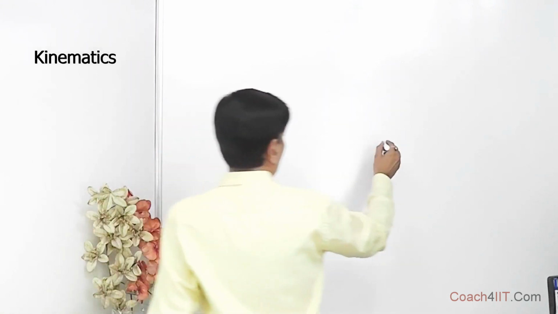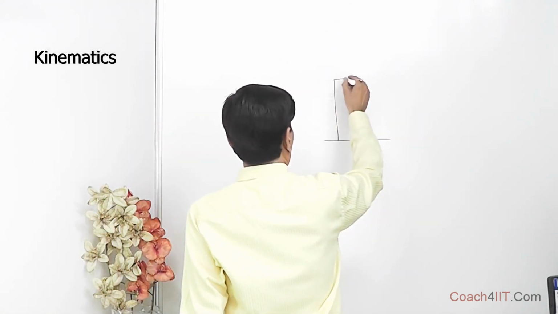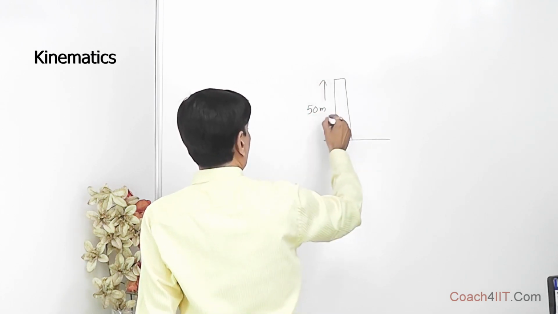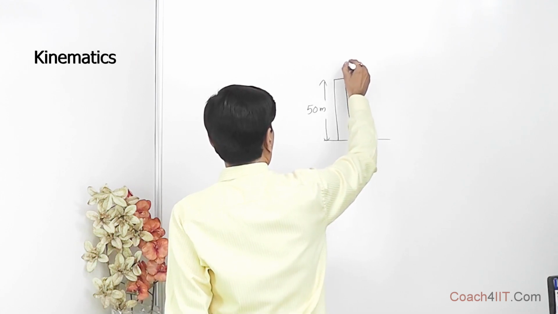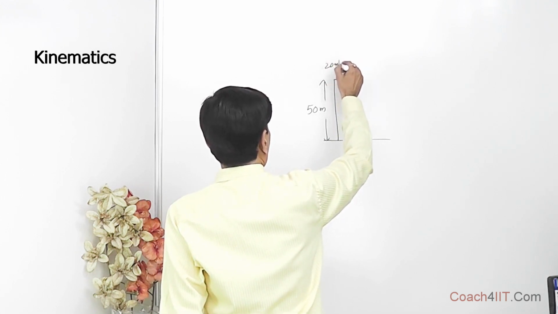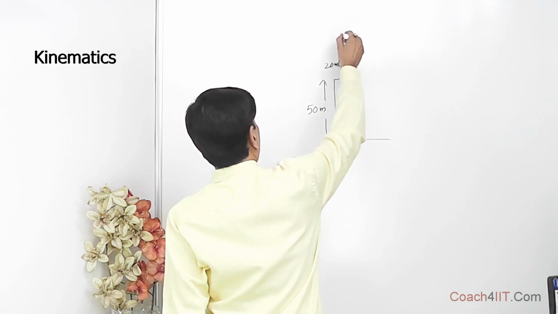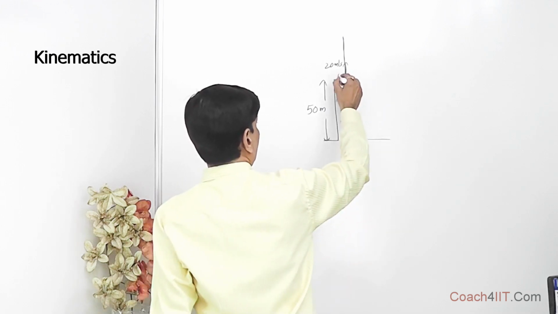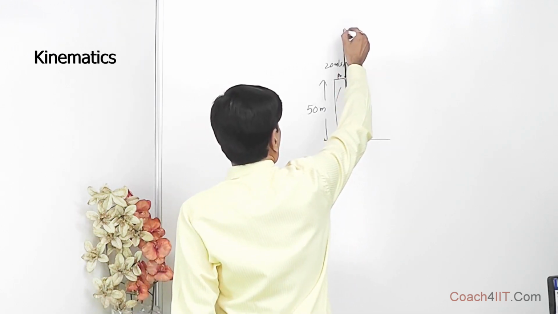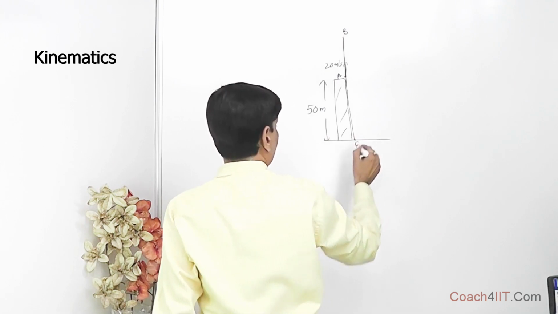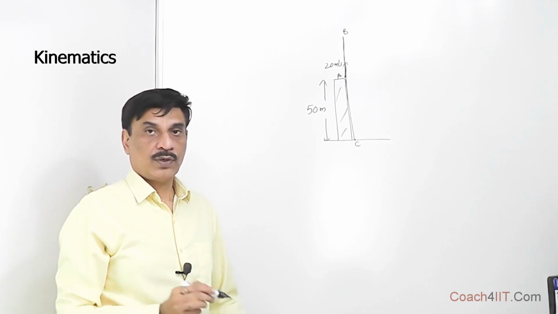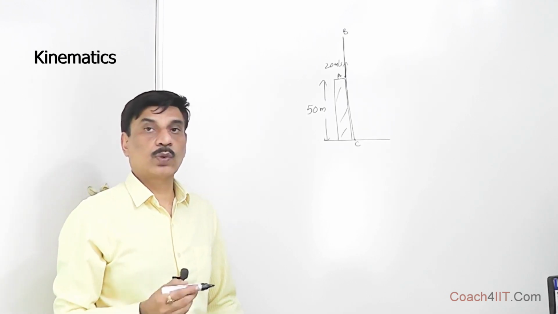Now let's say from the edge of a tower, this is a tower, and let's say its height is 50 meter. From the edge of a tower, a body is projected with a velocity of 20 meter per second. It goes up, comes down and strikes the ground. So this is point of projection A, this is the topmost point B, and this is the point on the ground where it is going to strike the ground. We are interested in finding the total time of flight.